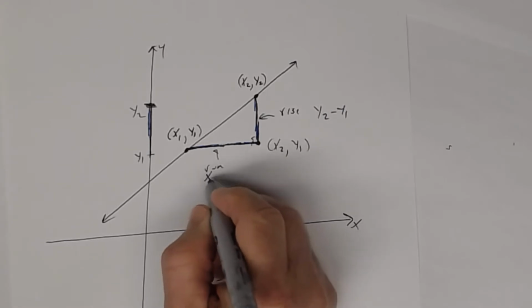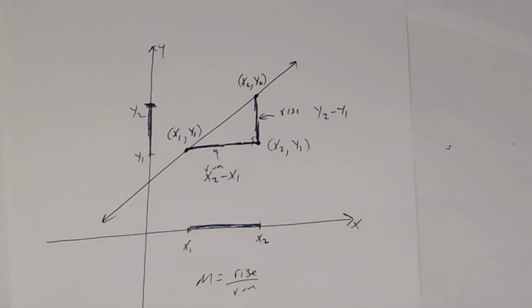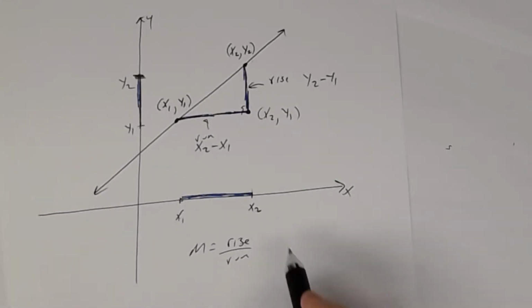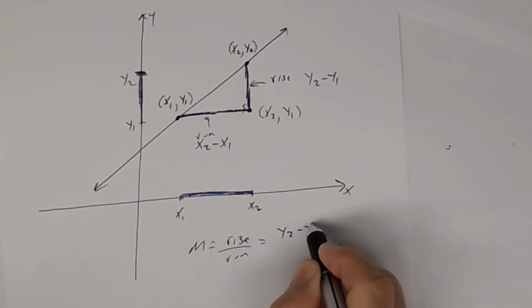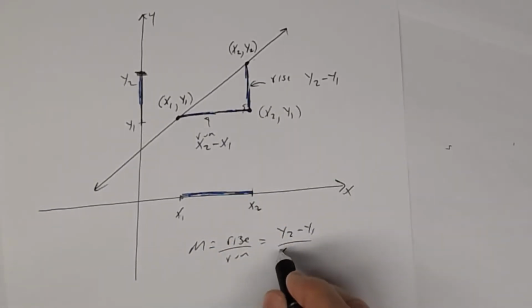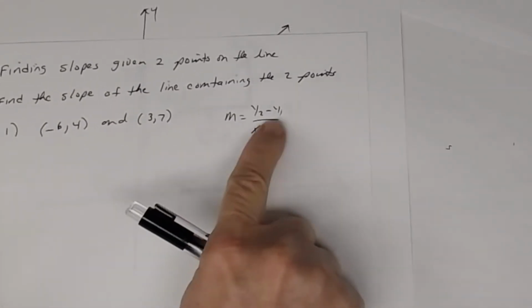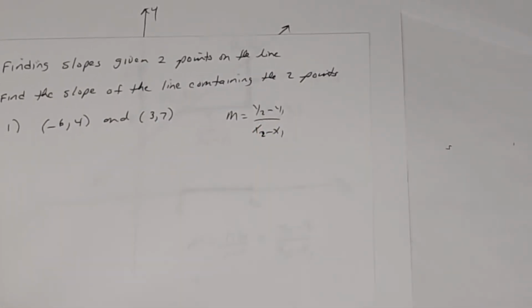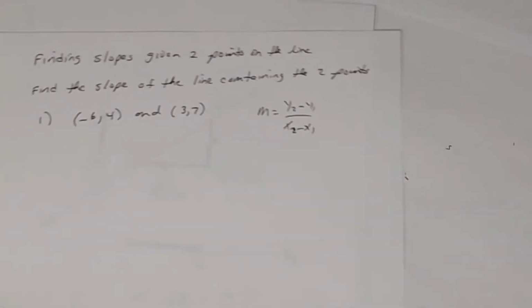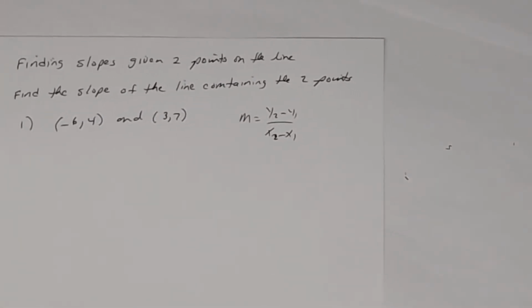So it'll be x2 minus x1. And so now you have your rise, you have your run, and so rise is y2 minus y1, and the run would be x2 minus x1. And so that's where the formula comes from, that idea that you see here. So notice the slope formula, y2 minus y1 over x2 minus x1. Okay? All right, so now let's look at number 1.